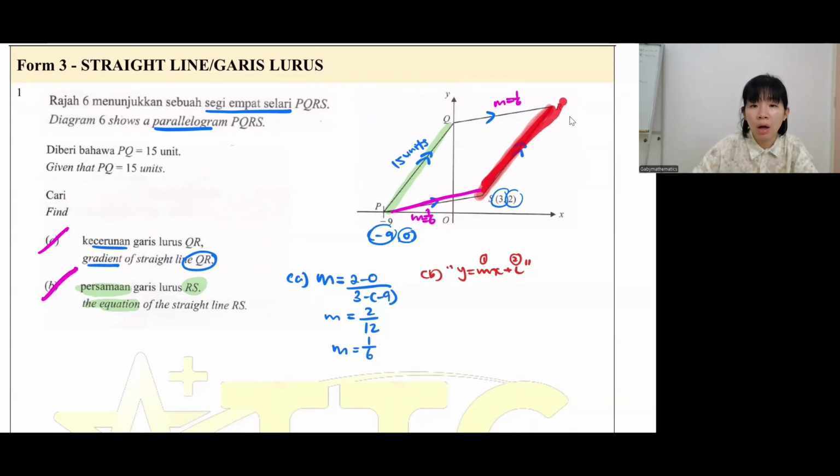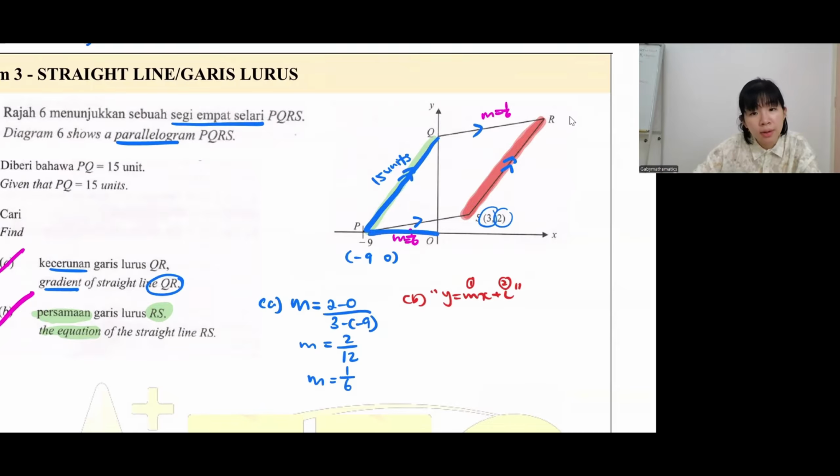Got two coordinates or not? Got only S. You don't have another coordinate, you can't find. Okay, if don't have, it's okay. We can pinjam QP. QP got two coordinates or not? Okay, at the moment we only have P negative 9, 0. Can find Q. So they give us 15 units, this line. Okay, Q, P to O, how many units? If this is negative 9, this is 0. So here, 9 units.